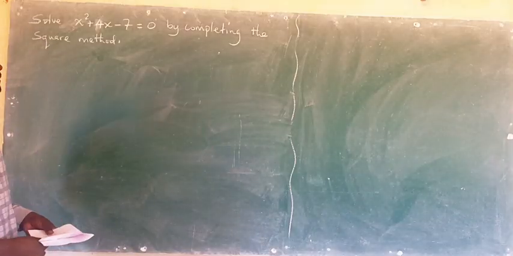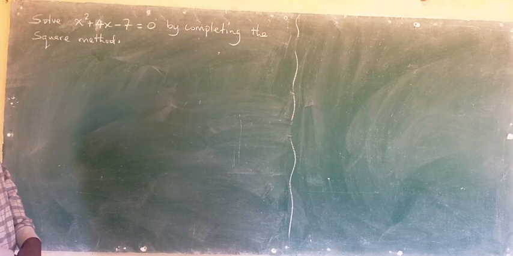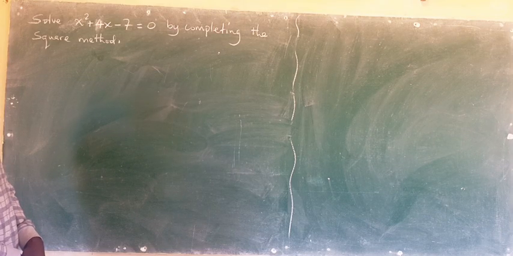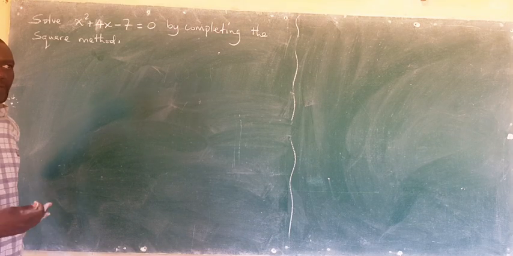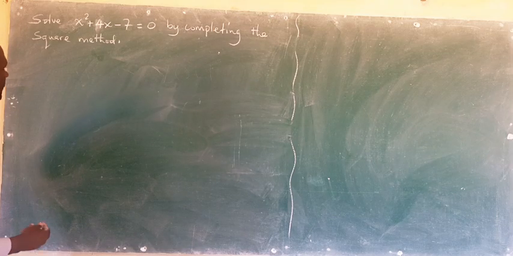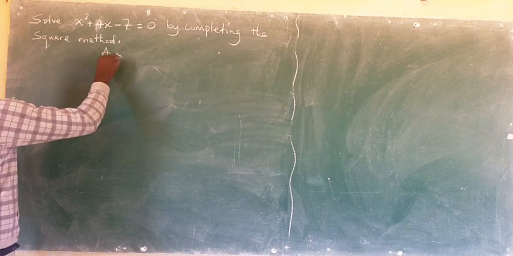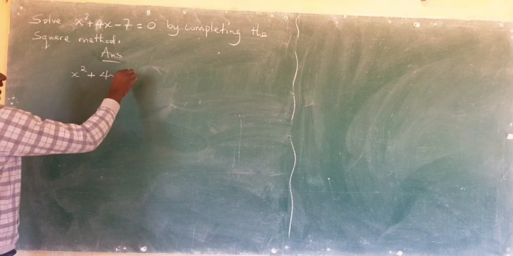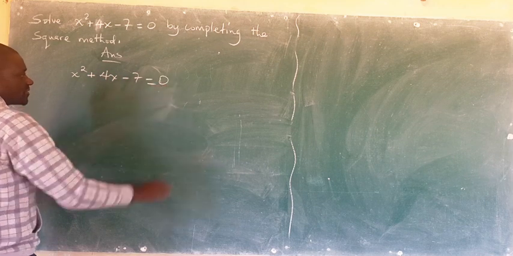We look at this question, a quadratic equation. It says solve x squared plus 4x minus 7 equals 0 by completing the square method. So the method that we use is that of completing the square. So we have x squared plus 4x minus 7 equals 0.